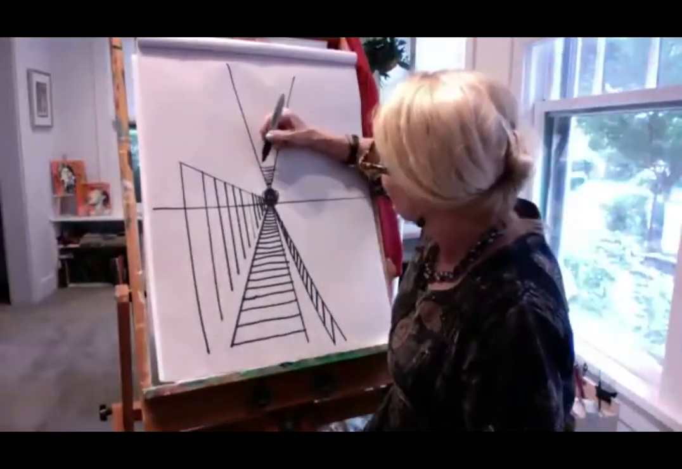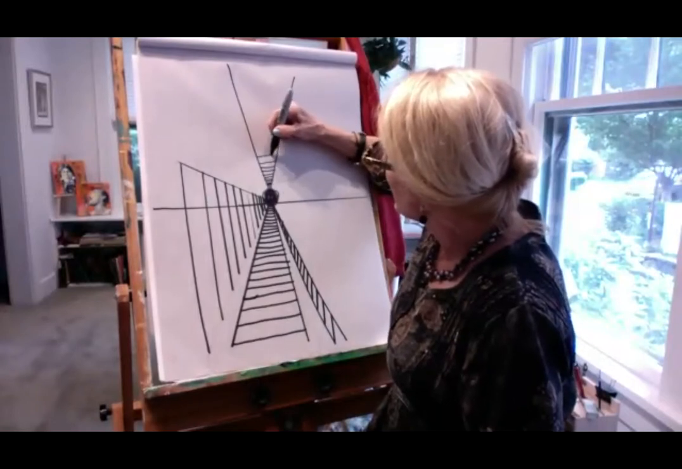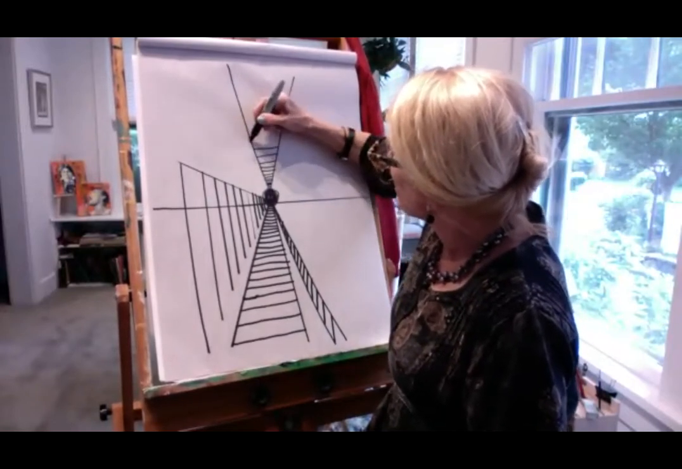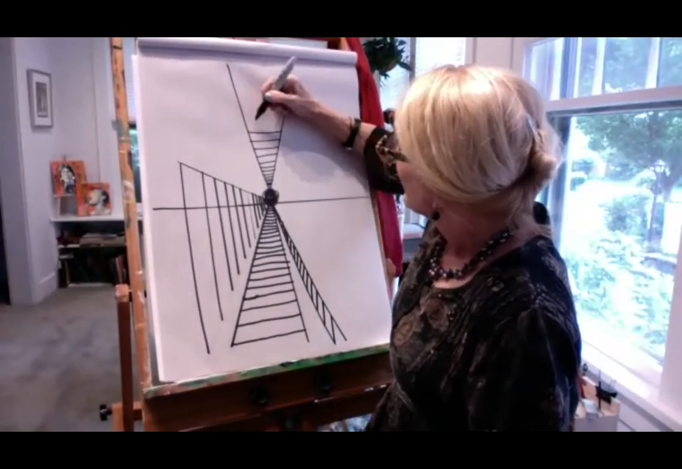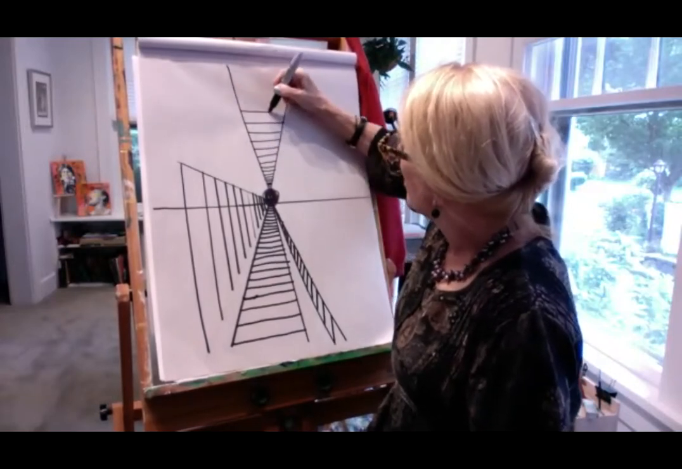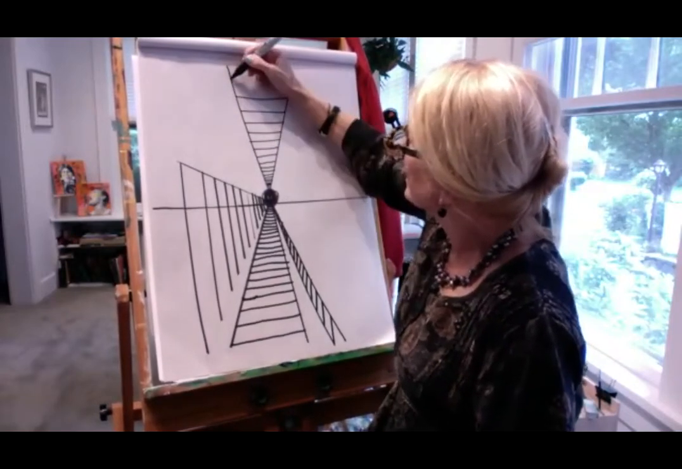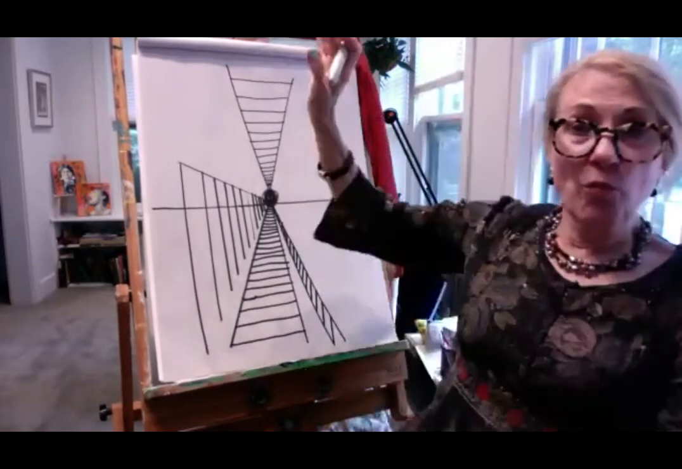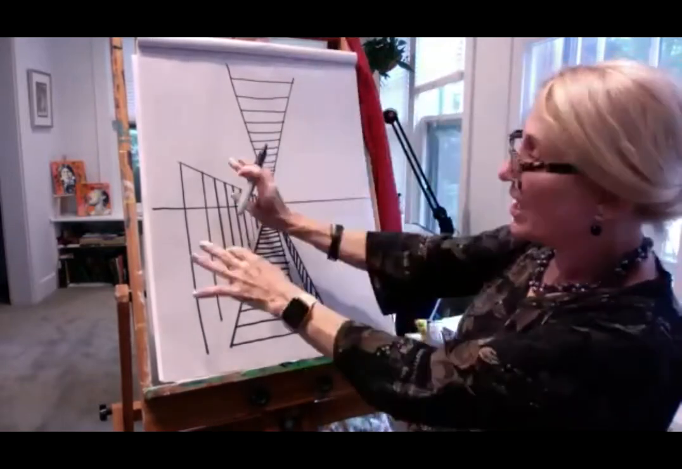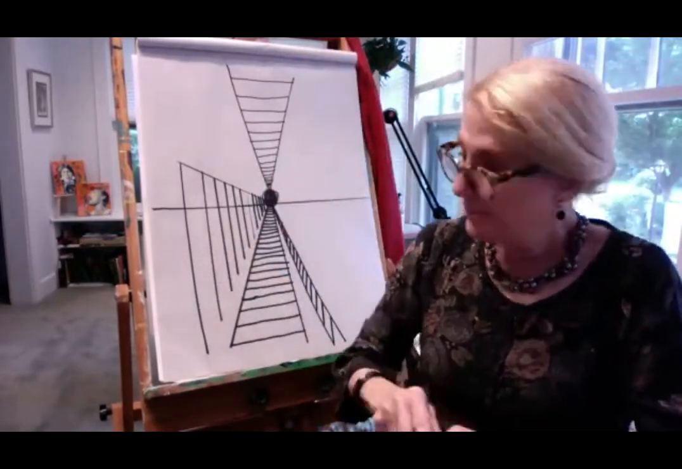I'm sorry. All right. So my overhead is the same thing. The lines that are coming closest to me are wider than the lines that are receding.